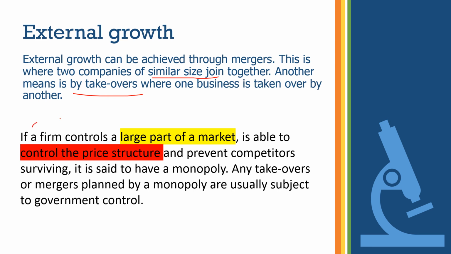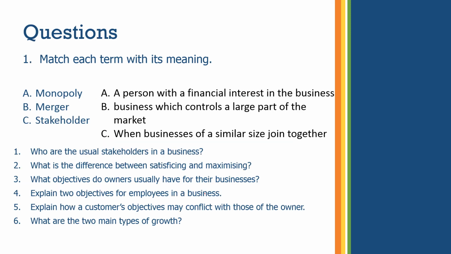If a firm controls a large part of a market, is able to control the price structure and prevent competitors surviving, it is said to have a monopoly. Any takeovers or mergers planned by a monopoly are usually subject to government control.